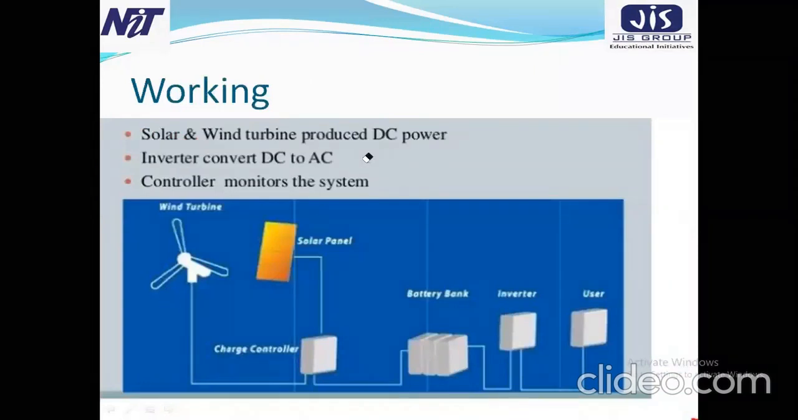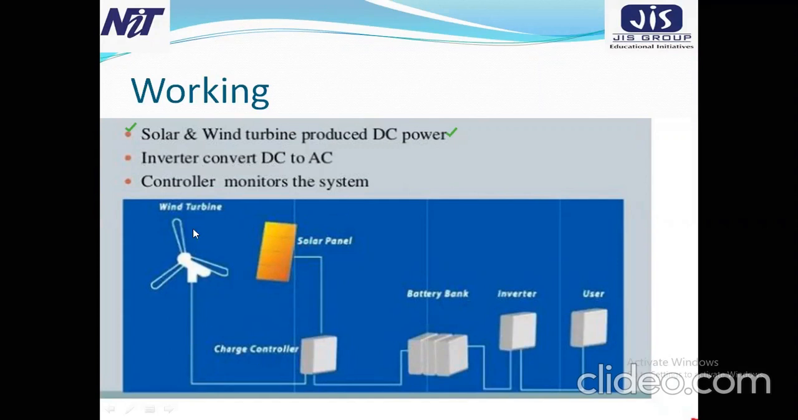Now, the working of the solar and wind turbine is given here. So look, the solar panel and wind turbine produce DC power. You all know that it is directly producing direct current. Now with the help of the inverter, we convert DC to AC.